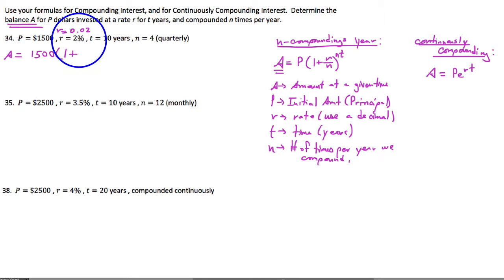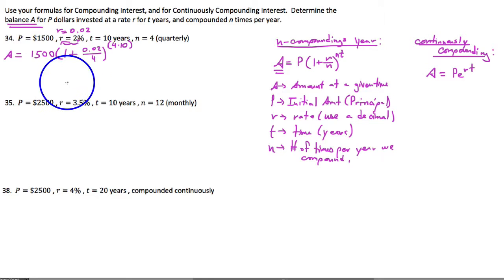And the reason why is because whenever you have a percentage, you move the decimal twice to the left to get the decimal value for the percentage. So we'd say this is 0.02, and this is all over n. Now, n is quarterly, so 4 times a year. And this is all to the nt. So in this case, we're going to get 4 times 10.